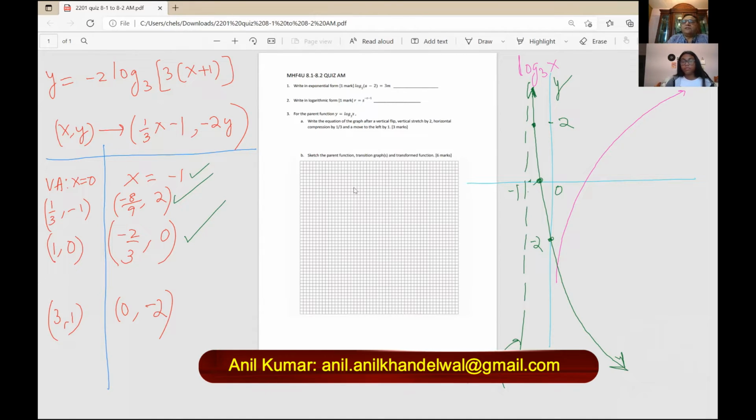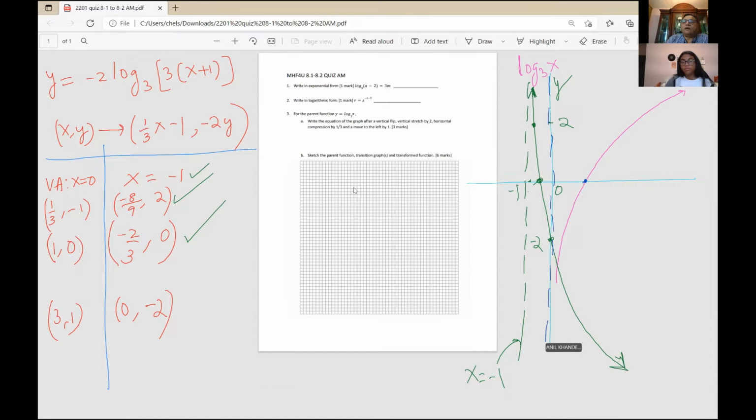So, for example, the very first one is a vertical stretch and reflection by -2. So the invariant point will remain here only. The vertical asymptote will remain the same, correct? And we are reflecting, and let's say these are your two critical points, right? Then they get vertically stretched and reflected. So this becomes twice, and this also becomes twice. So what you get here is a graph which is kind of like this, right? So this is the graph which I'm sketching of -2 log to the base 3 of x.